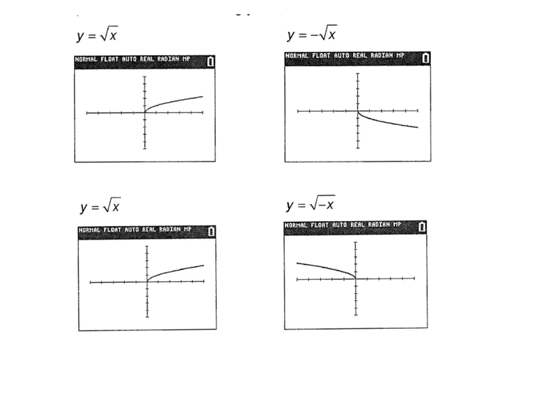Negatives cause the graphs to flip over. So the first graph is just the parent graph for y equals the square root of x. The second graph has a minus on the outside. A minus on the outside causes a vertical flip. So my graph flips over across the x-axis.